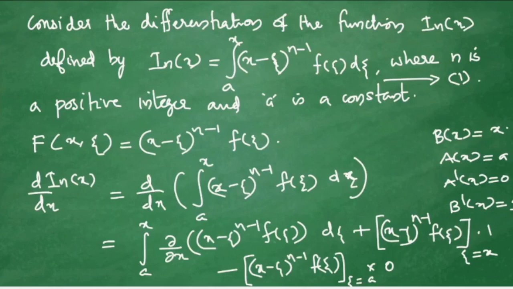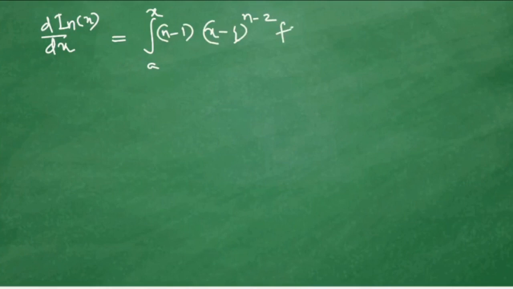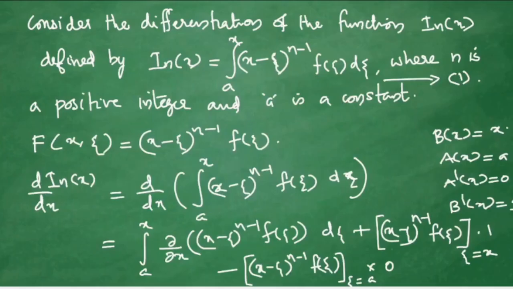So f of theta can be treated as a constant. Now the derivative of (x minus theta) raised to n minus 1 is n minus 1 into (x minus theta) raised to n minus 1 minus 1, that is n minus 2, into f of theta d theta, plus the second term (x minus theta) raised to n minus 1 f of theta.